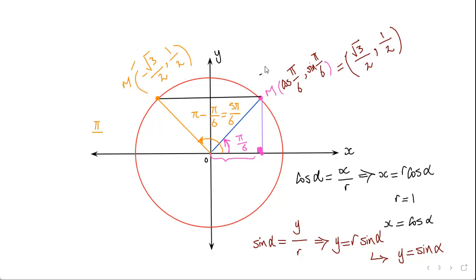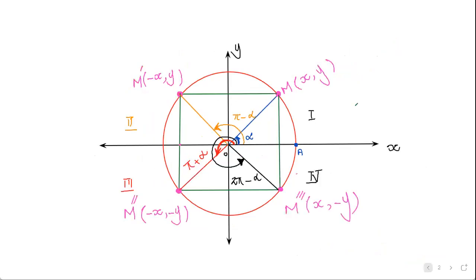Now, let's move on to the next one. I move right away here. I draw a parallel line to the x-axis and I make that angle here. You see the angle that we have here, how much is it? That's right, pi plus pi over 6 equals 7 pi over 6.